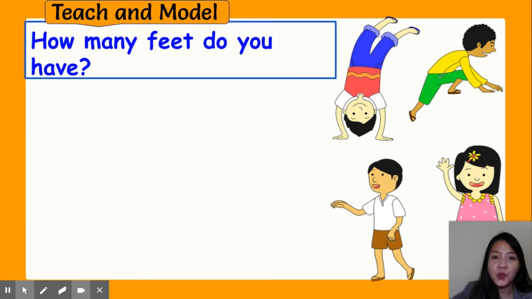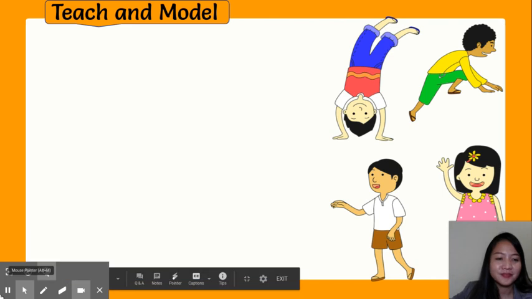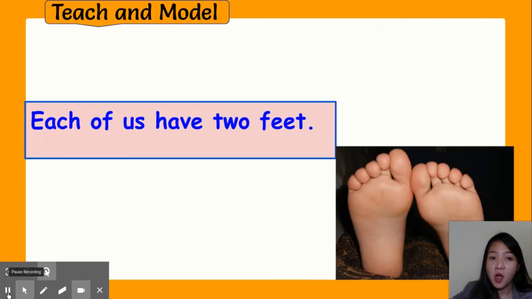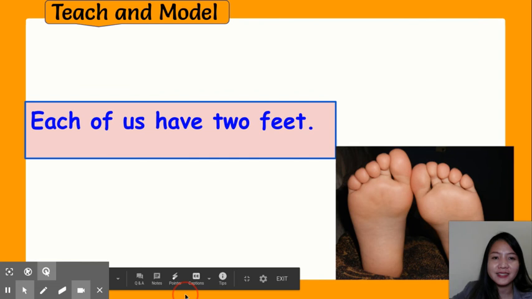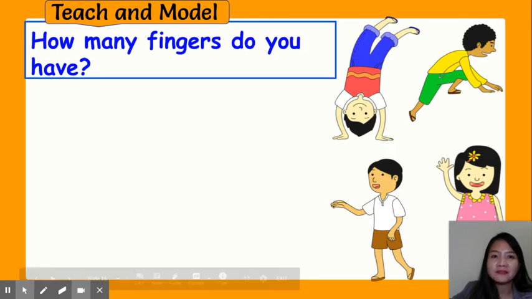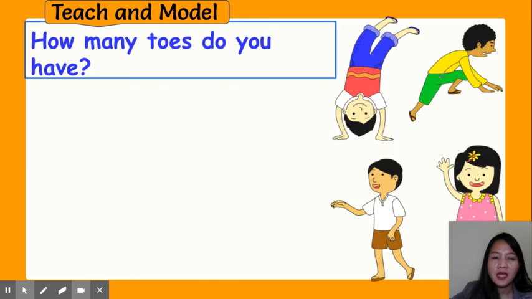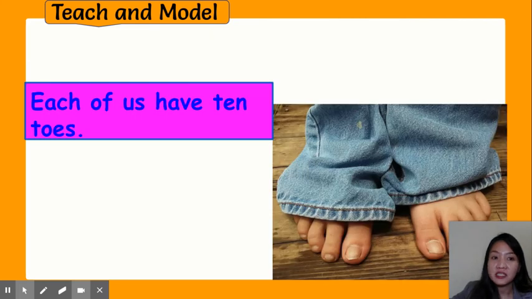How many feet do you have? Each of us has 2 feet. How many fingers do you have? Each of us has 10 fingers. And how many toes do you have? Each of us has 10 toes.